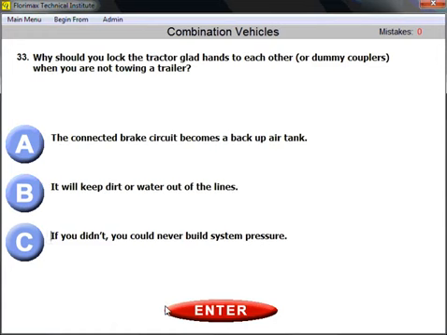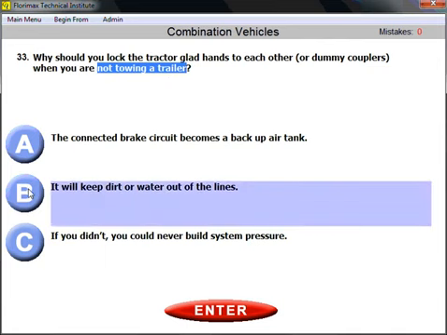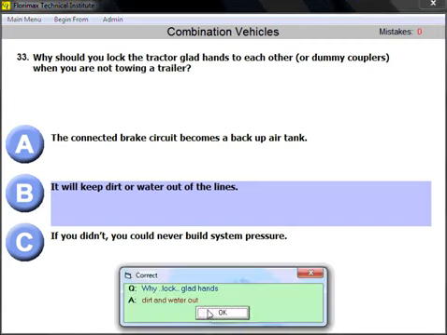Question number 33. Why should you lock the tractor glad hands to each other or to dummy couplers when you are not towing a trailer? That means driving a bobtail tractor. Again, simple logic: it will keep dirt or water out of the air lines. Dirt and water.